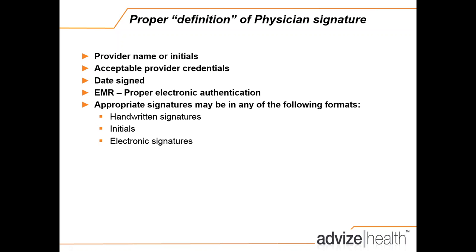Appropriate signatures may be in any of the following formats. It can be in a handwritten format, an initial format, or an electronic signature format. The most common is going to be your electronic signature. If you're not on an EMR system, and there are some out there that are not, handwritten signatures will be common, and then initials. I don't see much of initials, but if you do see initials, they follow the same guidelines as a handwritten signature.